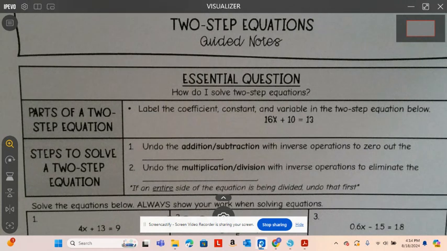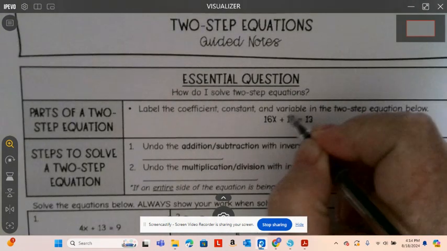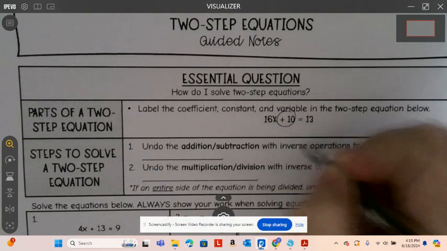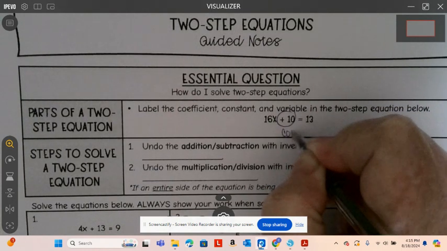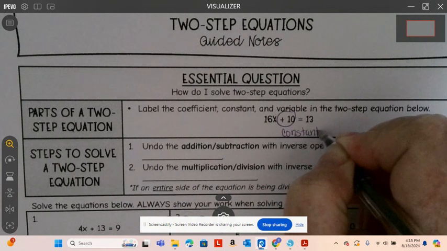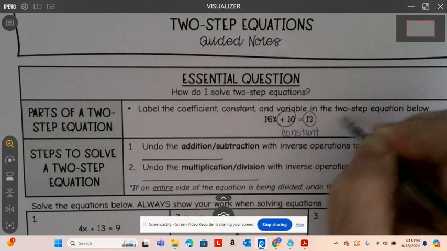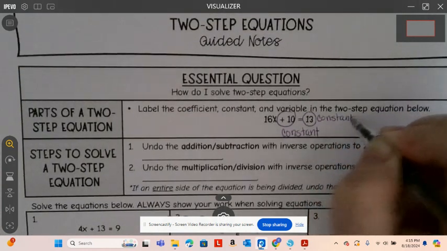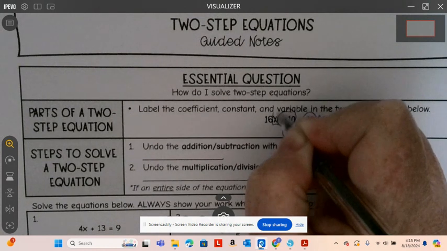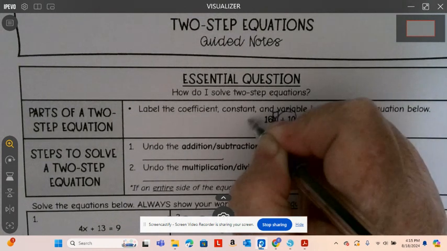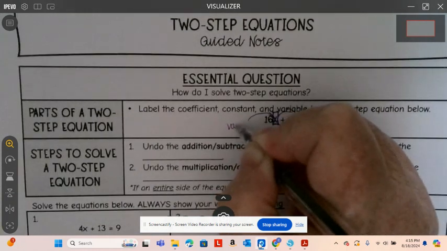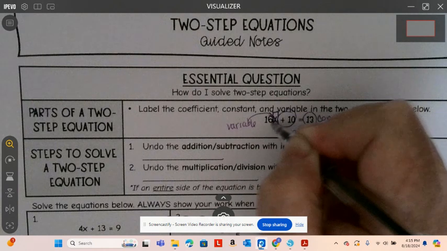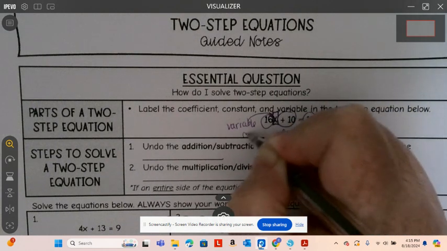Parts of a two-step equation. It says label the coefficient, constant, and variable in the two-step equation below. So this goes back to our vocabulary from before. Remember that a constant is the number that does not have a variable attached. So that's our constant. 13 is also a constant. X, which I'm going to put a little box around here, is our variable. And 16 is our coefficient.